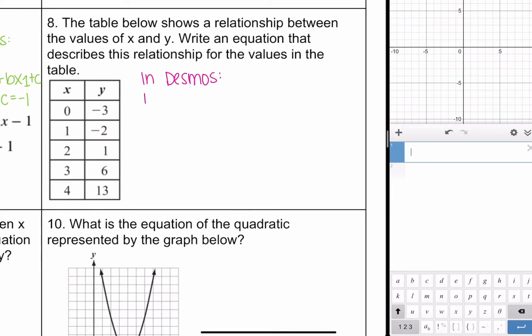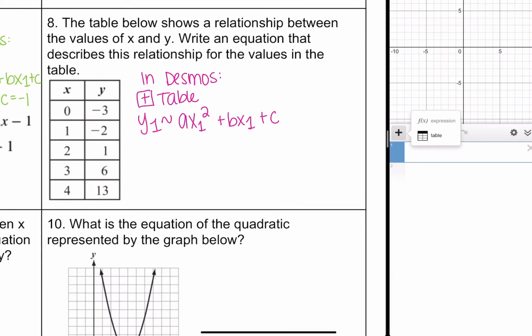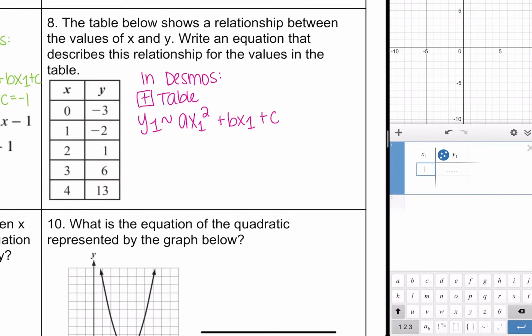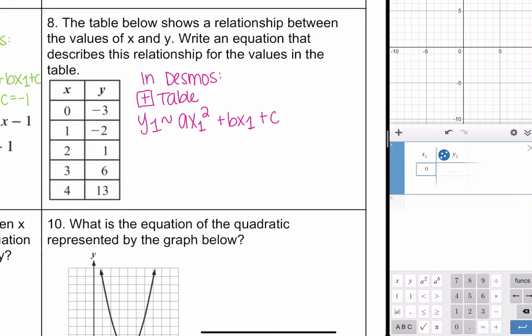So you're going to do plus and click table, put in your values, and then you're typing in y1 squiggle ax1 squared plus bx1 plus c. All right, so plus table. Type in your x's. We have 0, 1, 2, 3, 4. And then we have -3, -2, 1, 6, 13.